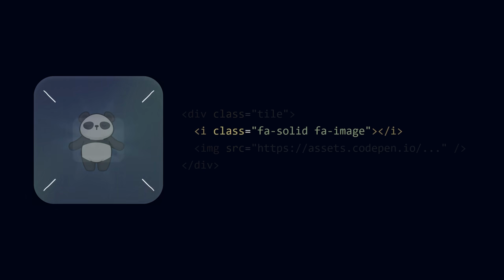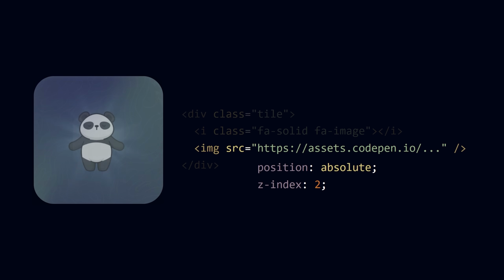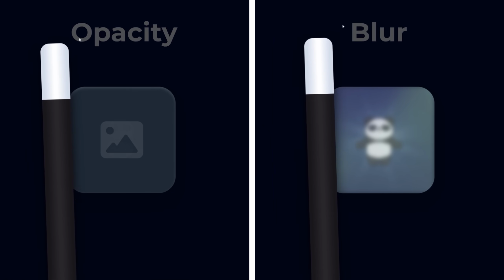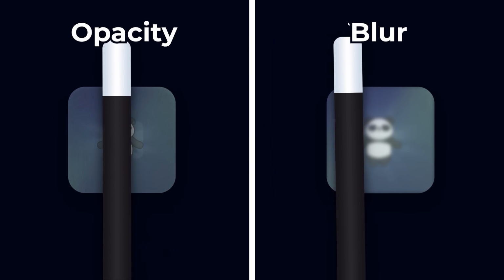Style your tiles however you want, but the important thing is that each one has a centered icon with an image placed absolutely on top of it. Our goal here is to make it so when our mouse moves left and right, somehow it modifies both the opacity and the blurriness at the same time.